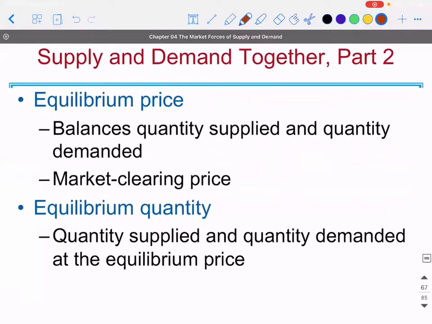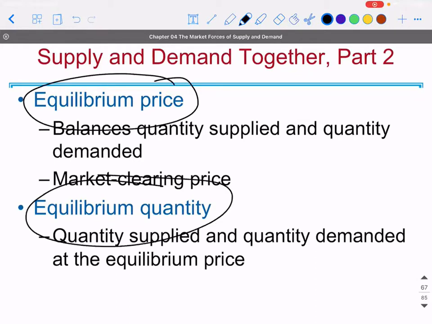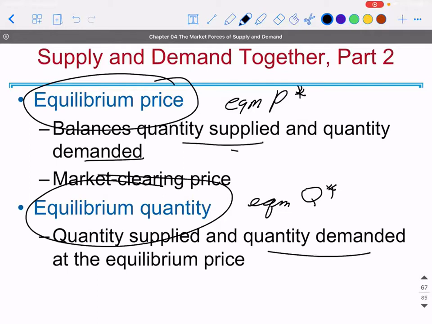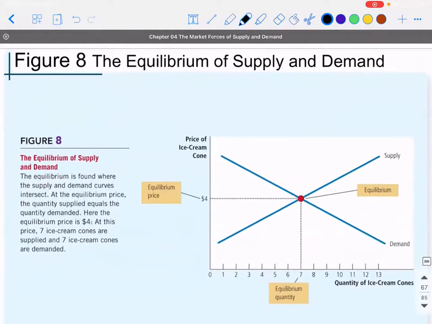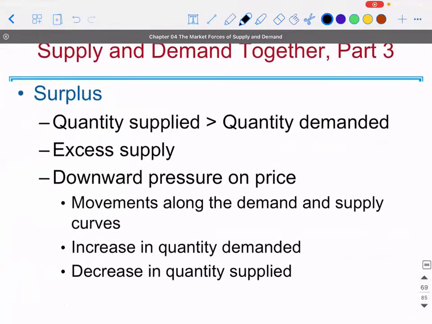Okay, well, I've already kind of given away a lot of this here. We're looking for the equilibrium price and the equilibrium quantity. But the key idea is that it's where the quantity supplied equals the quantity demanded. And there's a beautiful looking picture of it with those ice cream cones. Again, I've already talked about this. This is just reviewing it.